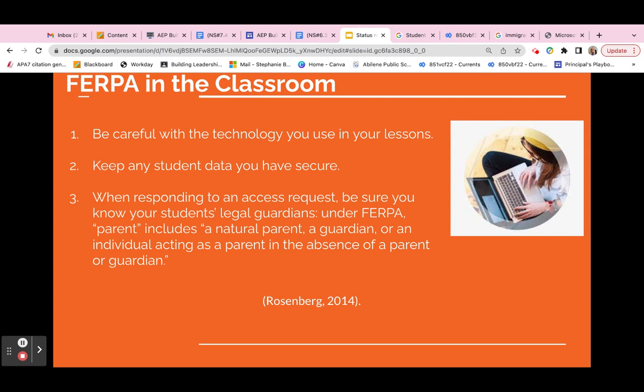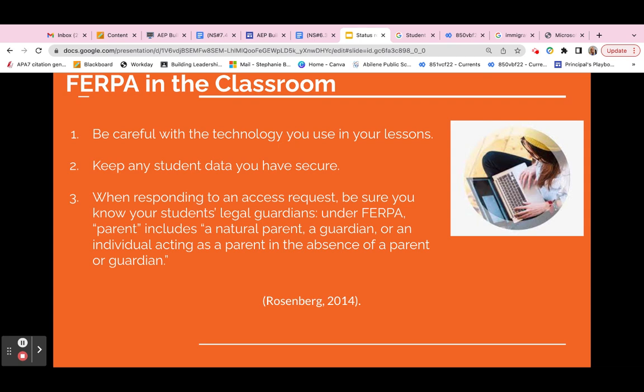You need to make sure that you keep any student data that you have secure. So that would be storing it in a safe place, not leaving it out for other people to see, making sure that you're not accidentally disclosing student information to the wrong people.